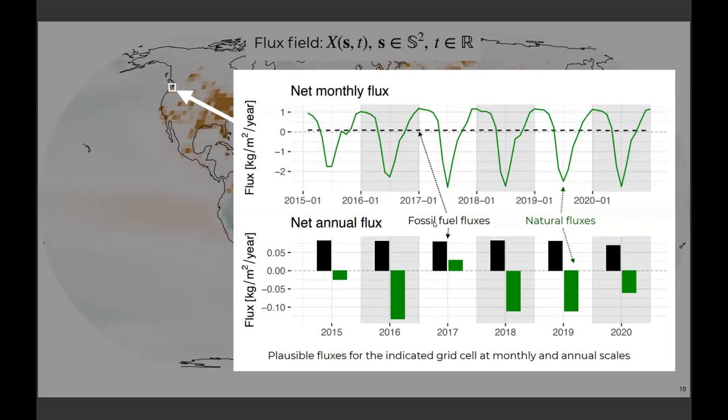Whereas the fossil fuel fluxes, although they do vary a bit, by comparison, they barely vary at all. But then when you average within each year, so you can kind of integrate within each year, you get the net annual flux in the bottom plot, and you see that actually they average out to similar magnitude. So there's all these different things happening at different scales, but just keep in mind this kind of time series structure, because we're going to use it to build a model later on.